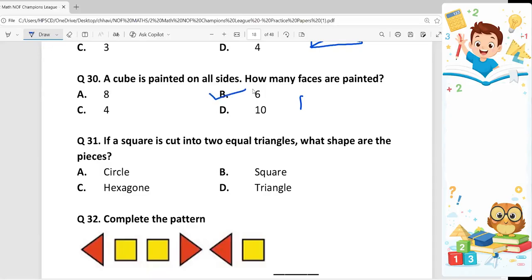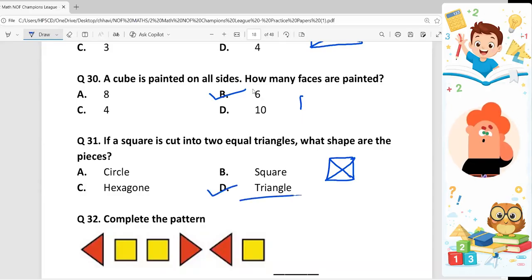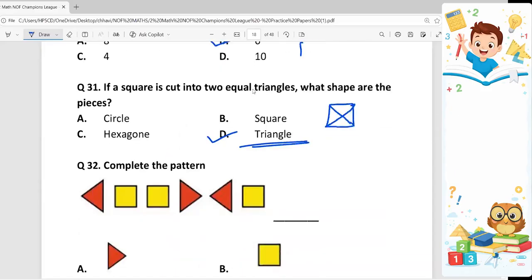Okay. 31st question. If a square is cut into two equal triangles, what shape are the pieces? What should it be? It has to be triangles only. Option D is the correct one.